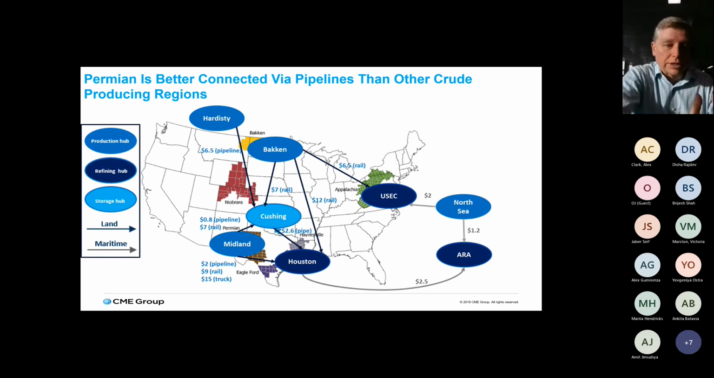You compare that to the other regions in the United States, like the Bakken region up in North Dakota, the yellow region: it costs $7 to send it by rail, or $12 to Cushing, or $12 to send it by rail to Houston. So the reason why the Permian Basin gets all the investment is very simple. It's because the transportation costs are lower. And the reason for that is that it's better connected by pipelines than most of these other regions are. So that's a big reason why the investment is going into that one particular region.